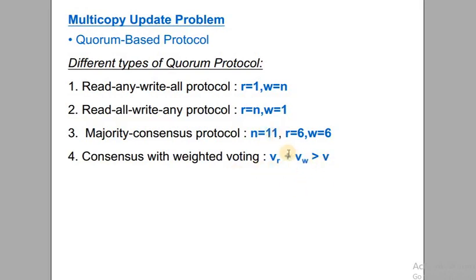Okay, so here if all the machines are given the weight value as 1, then we actually talk about a majority consensus protocol, right? Because if suppose we have 6 plus 6, which is 12, it should be greater than 11, so it's something like this. However, in this case we assume that all the weights are equal to 1, but here we may change the weight values depending upon the importance of the particular machine.